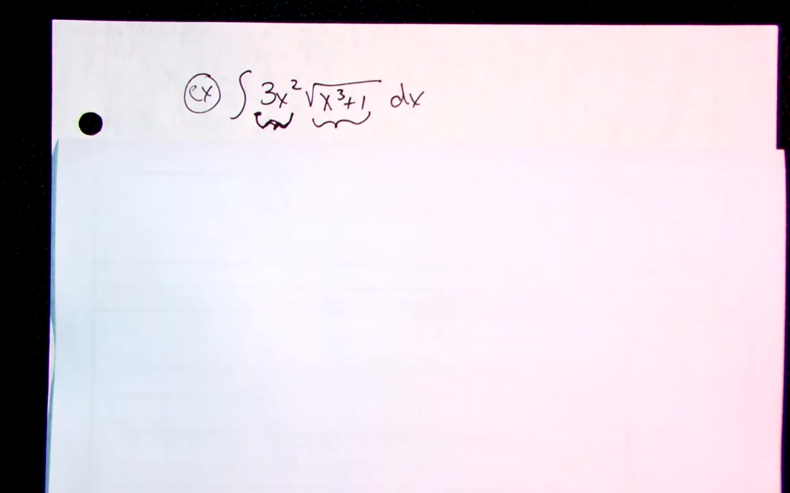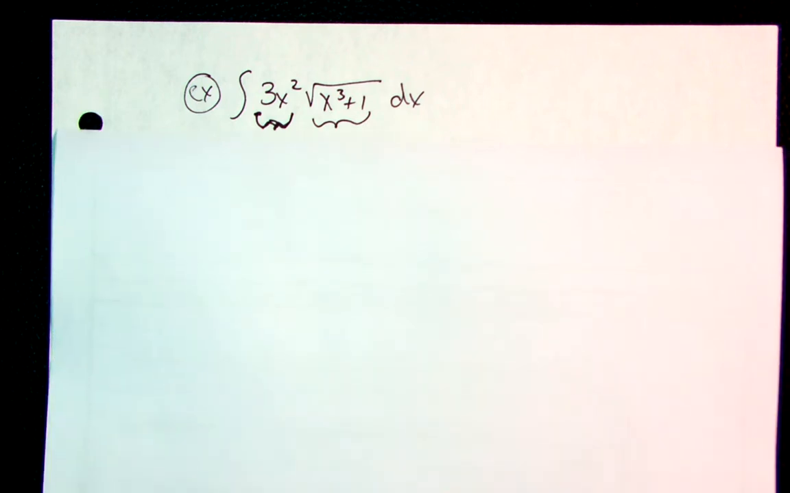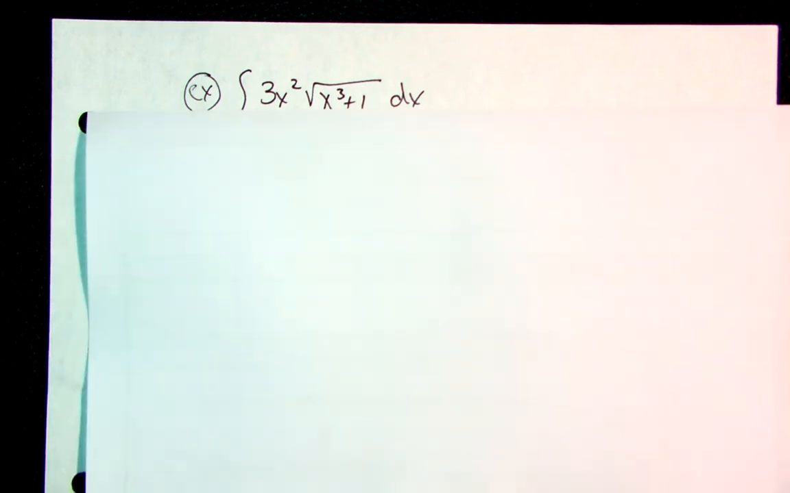Here's an example of integrating 3x squared times the square root of x cubed plus 1 dx. And these are my markings. So you're going to get it like this. Right now we don't know how to integrate this at all. We have no tools. So I'm going to try use substitution. That's my new tool. I've got to figure out what I might substitute u for.